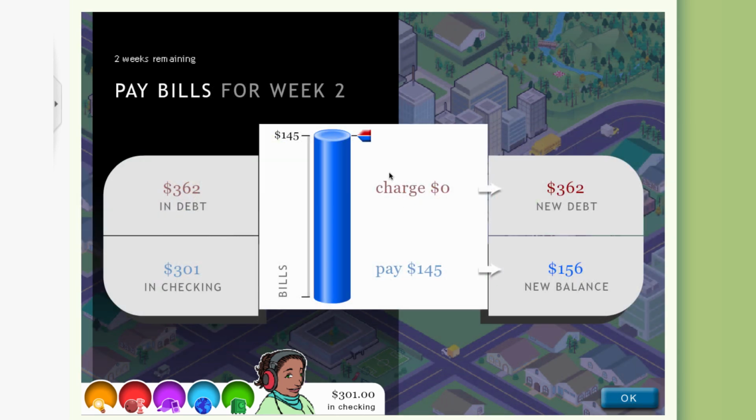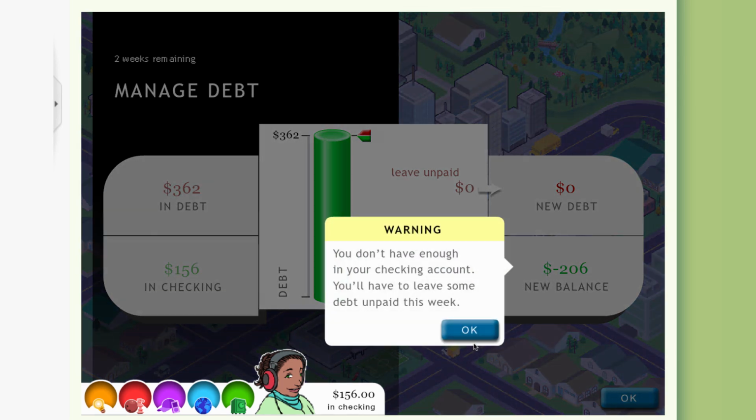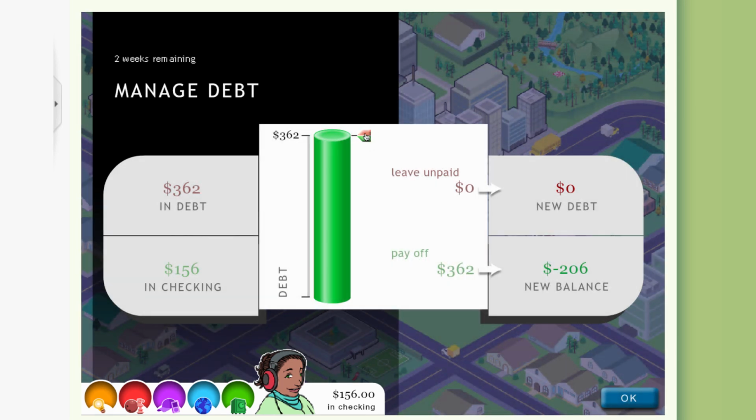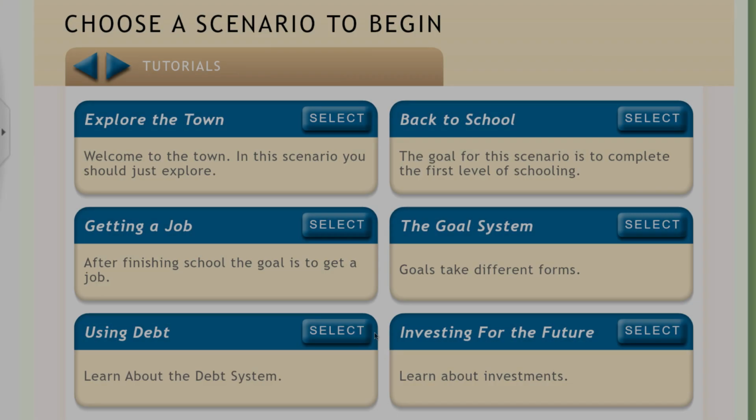And then here again, they have to pay their bills. They come to the end of the second week, and they find out they don't have enough to pay their bills, and they're going to have to go into debt. And so the game progresses with varying levels of difficulty. In this case, they completed the goals in 2 weeks instead of 4. Students can go on to the simulation at many other times in the course.